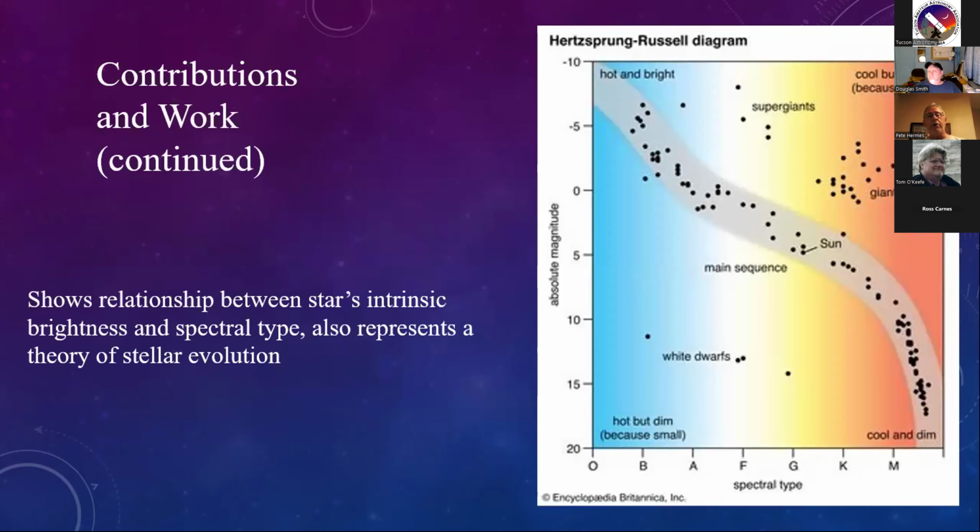But in taking a look at the Hertzsprung-Russell diagram, basically showing the relationship between a star's intrinsic brightness and spectral type, he also presented a theory on stellar evolution. And this is the bulk of what Russell did early on in his career and probably continued thereafter. Is it a perfect example? No, but it's probably the best that we have at this point. But basically associating the star's absolute magnitude with its different spectral types and actually showing a little bit of the stellar evolution along the way.